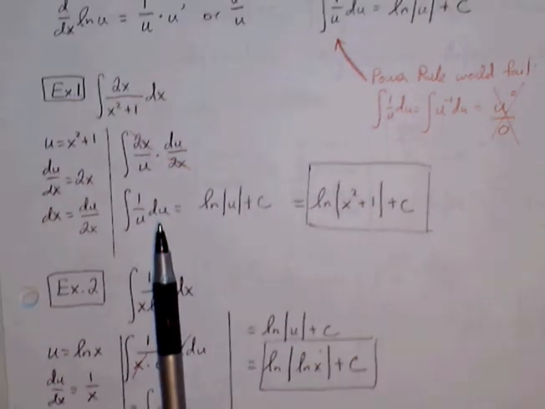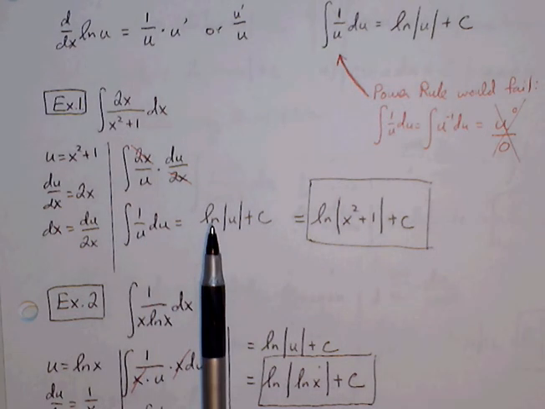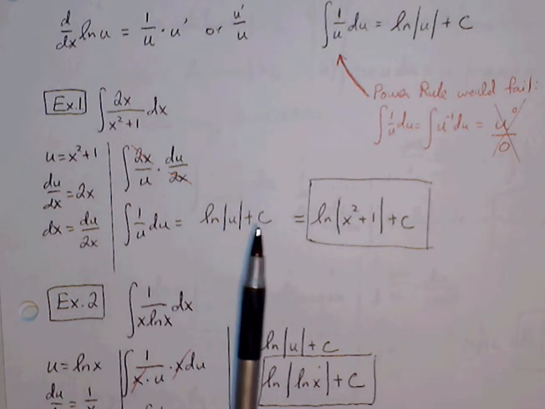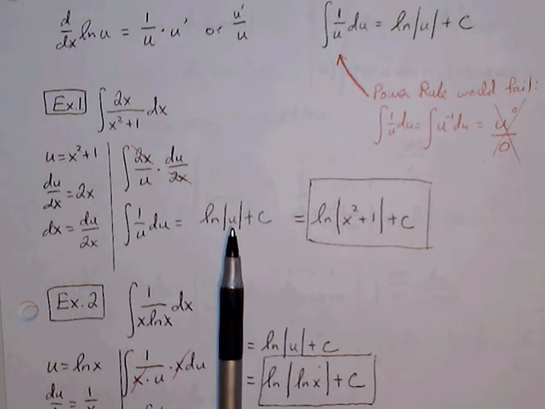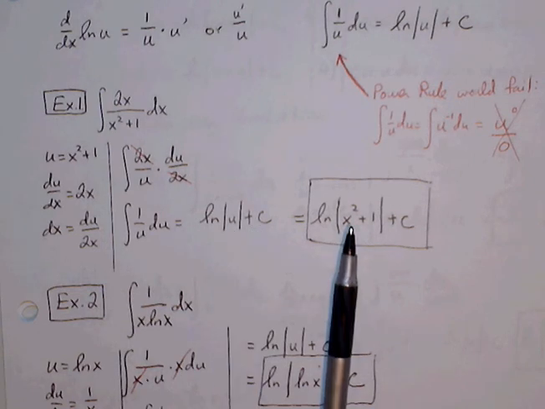Now, we do have a specific rule that we just learned. The integral of 1 over u du is simply equal to natural log of the absolute value of u plus c. However, u is just an intermediate variable. We have to present our answer in terms of the original variable, which is x. So u, we know, is equal to x squared plus 1. So we replace u back in terms of x. So we get natural log of the absolute value of x squared plus 1 plus c.